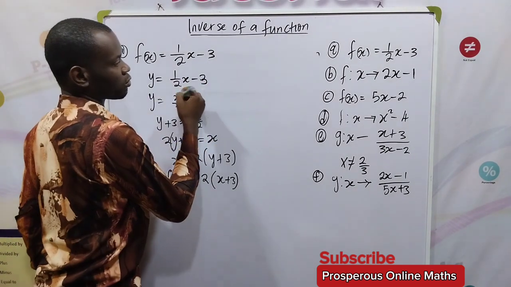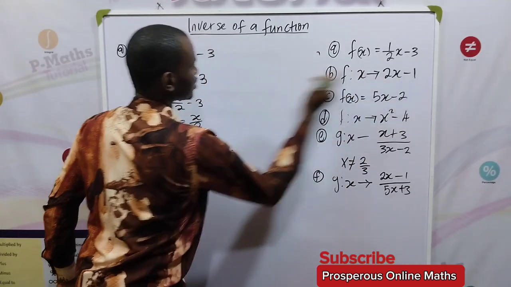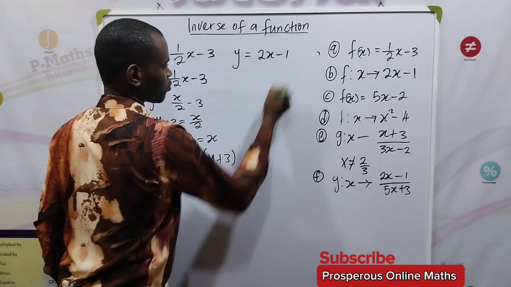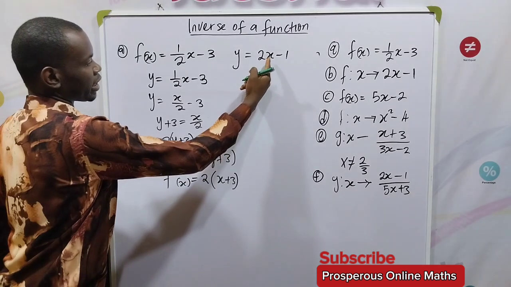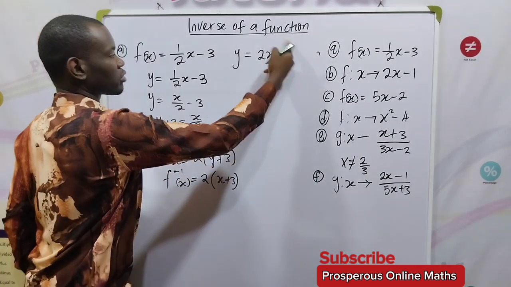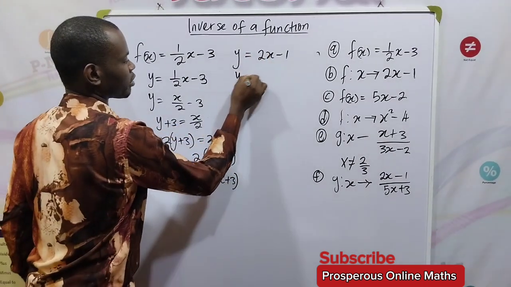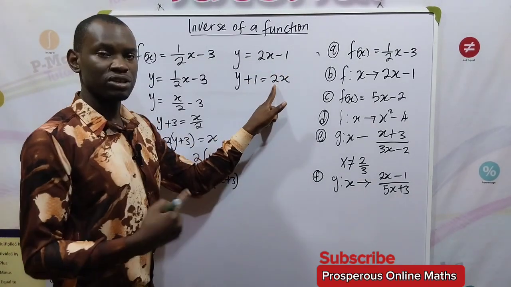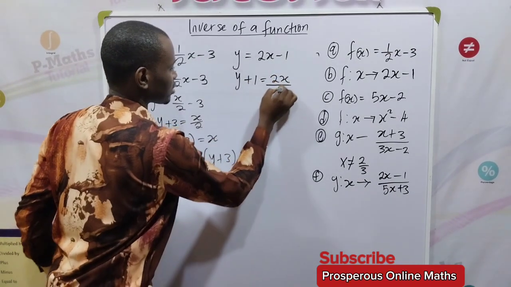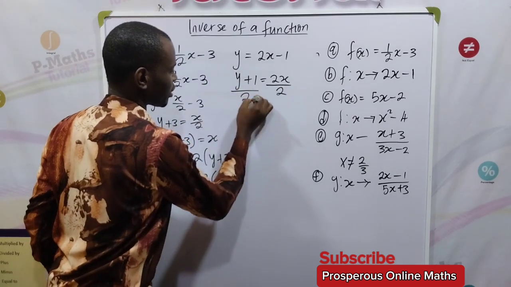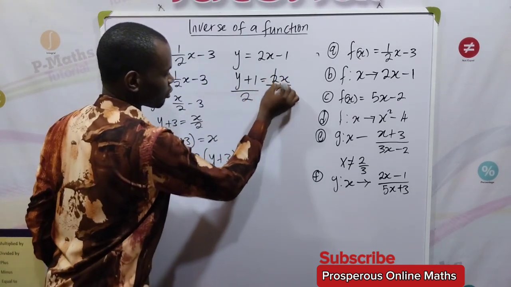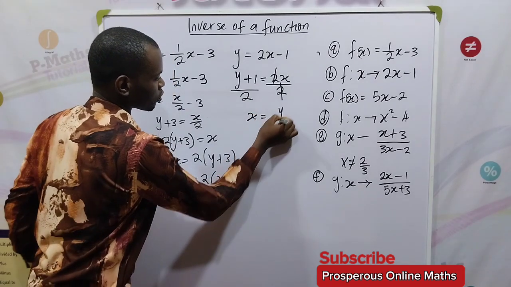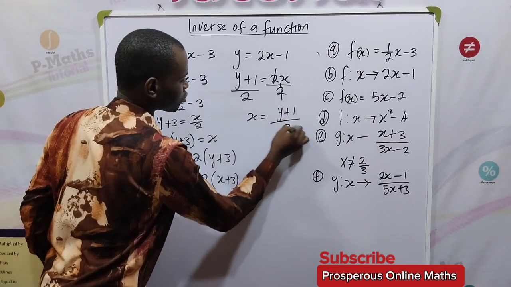Let's solve the second question. So I'm going to be writing this as y equals 2x minus 1. All right, so let's make x the subject. Take 1 to the left hand side. You have y plus 1 equals 2x. Eliminate the coefficient of x. That is, we divide by 2, divide by 2. So that 2 will take care of 2. We have x alone. So x is equal to y plus 1 over 2.